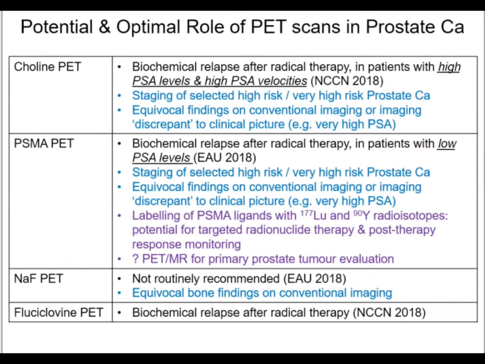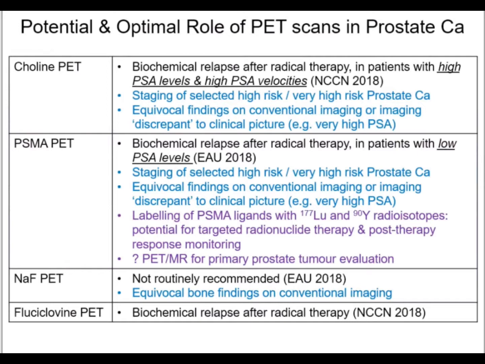PSMA PET, according to guidelines, is for biochemical relapse after radical therapy in patients with low PSA levels. The possible use is the same as choline. And there's also emerging use, in purple, where it's labeling of PSMA ligands for therapy, which we'll discuss in a short while. And then, of course, whether you can use this for primary prostate evaluation in combination with MR.